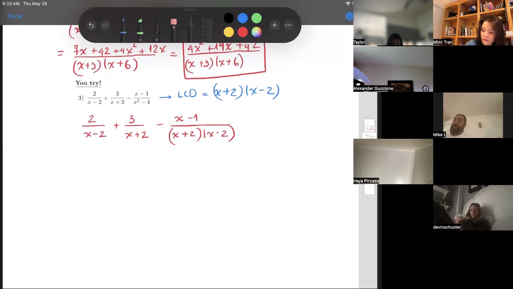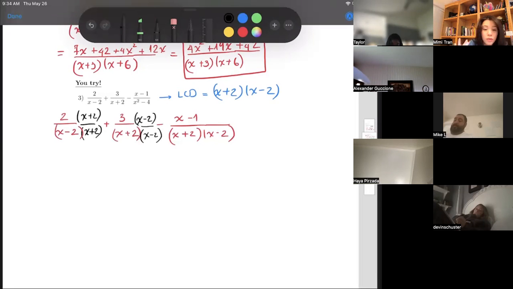So the first one, I have to multiply by what? x plus 2. Yeah, x plus 2. That's why we always factor first, so we can see it better. And then the second one is missing x minus 2. And the third one has everything there, so you don't have to do anything. If you want to be careful, you can multiply by 1 over 1, which is kind of redundant, right?